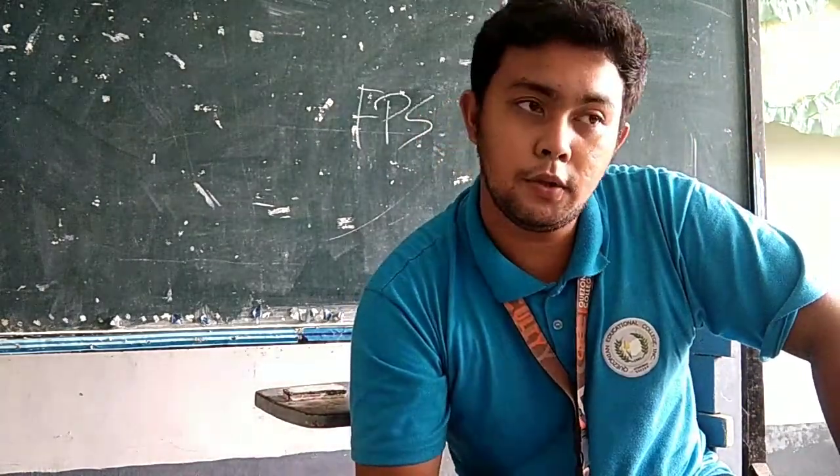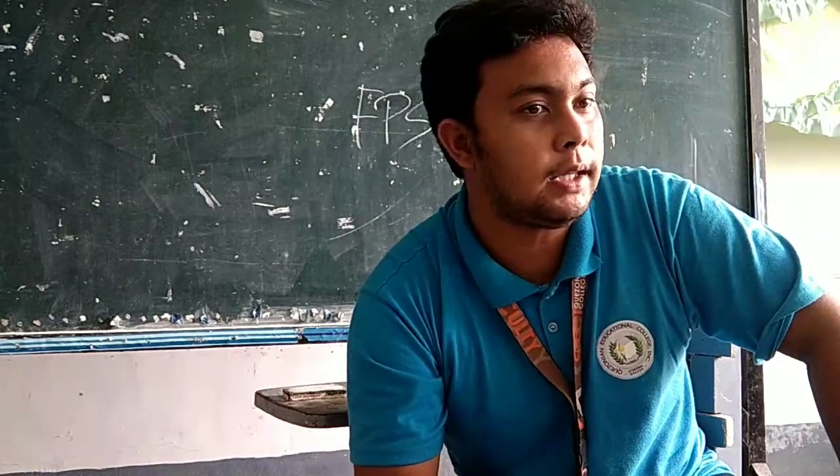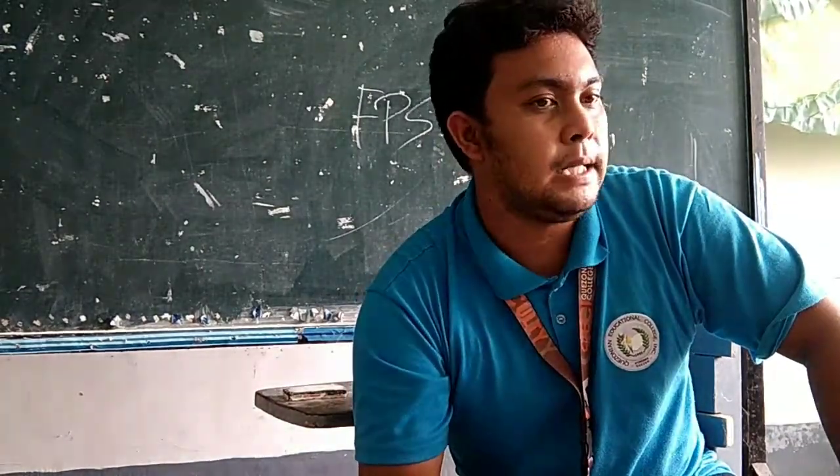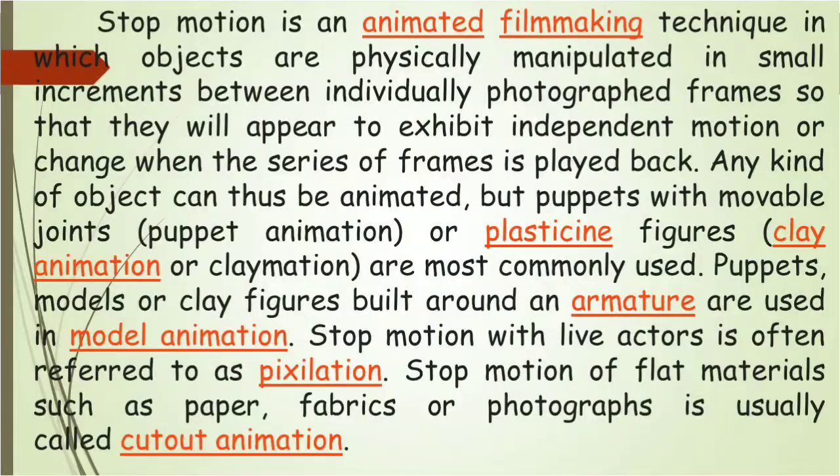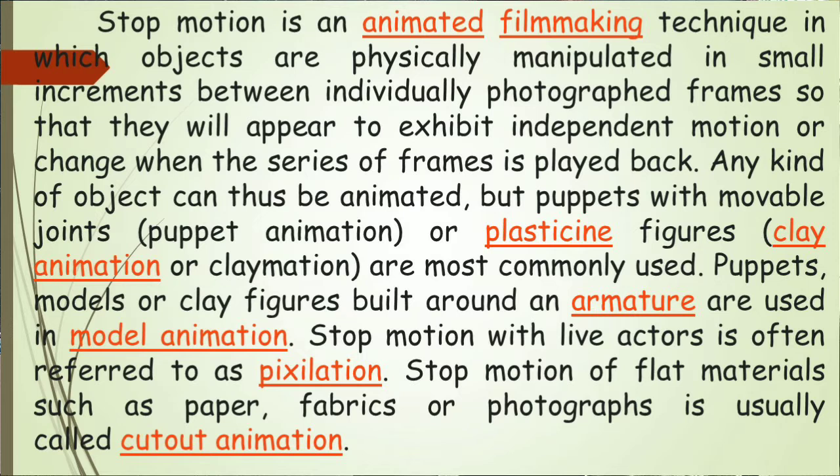Now, another one is the stop motion. Stop motion is an animation or animated filmmaking technique in which objects are physically manipulated in small increments between individually photographed frames so that they will appear to exhibit independent motion or change when the series of frames is played back. Any kind of object can thus be animated. But puppets with movable joints or plasticine figures, clay animation or claymation, are most commonly used.